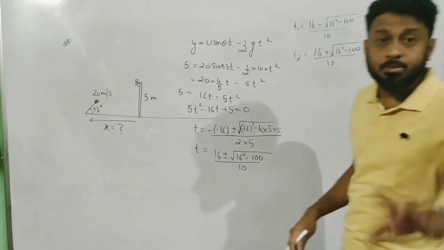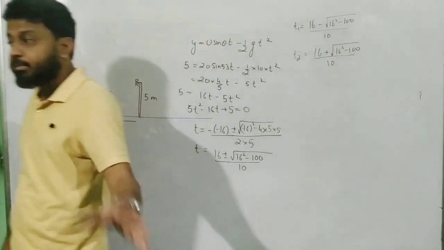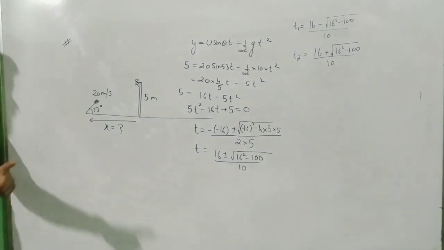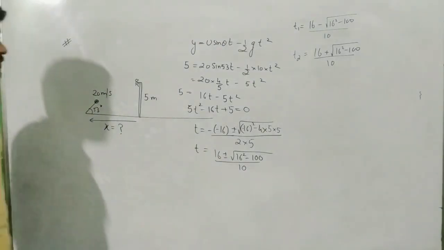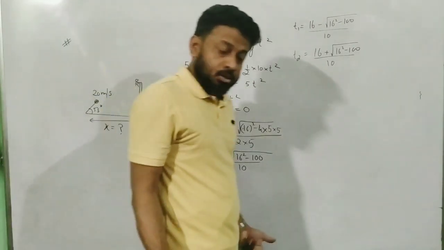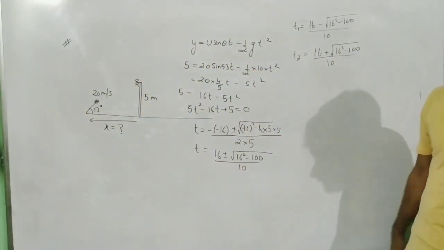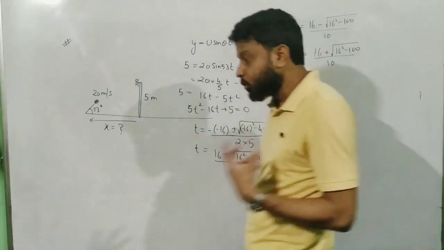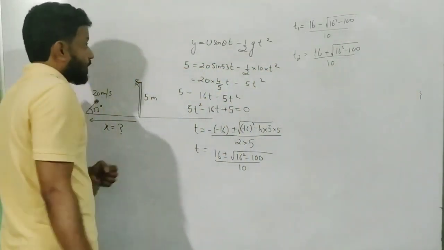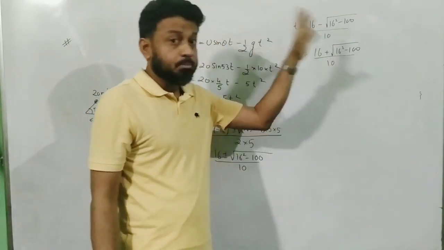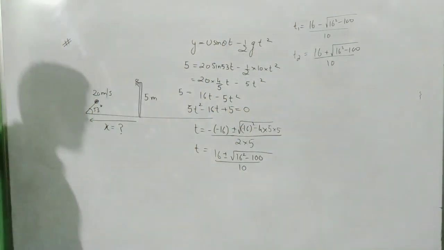And both these times are positive. Mind it, both of them are positive. What does it mean? Does it mean that there are 2 instants that you can hit it? Answer is yes. There are 2 instants when you are going to hit it. Remember, one time is less because there is a minus sign, and one time is larger because there is a plus sign over here.